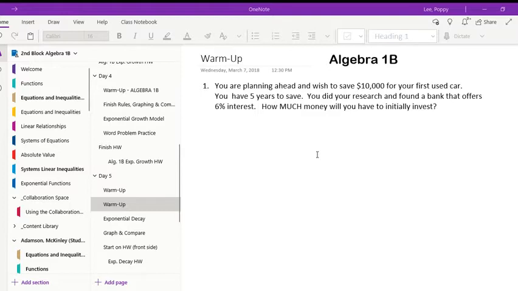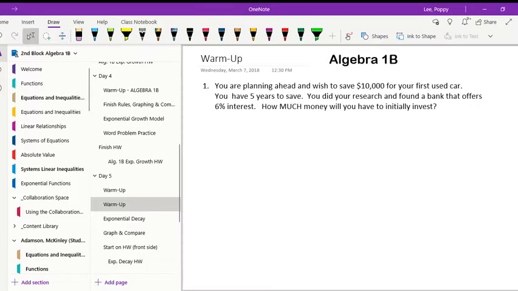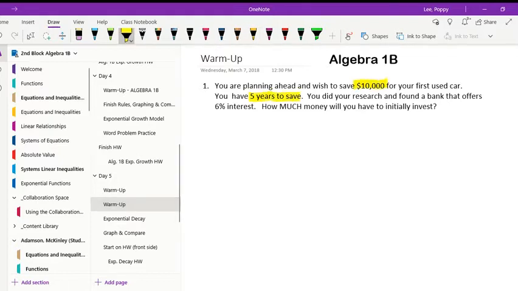Or, hey, maybe I'm going to get this piece of junk from my parents for the next couple years. So I've got a little bit of time to go ahead and save up for it. So you're like, okay, I've got my $10,000. That's what I need. I've got 5 years to do it. I've called around. The best rate I can get is a 6% interest. So go ahead and highlight your important information. We've got 10,000, 5 years, 6% interest.